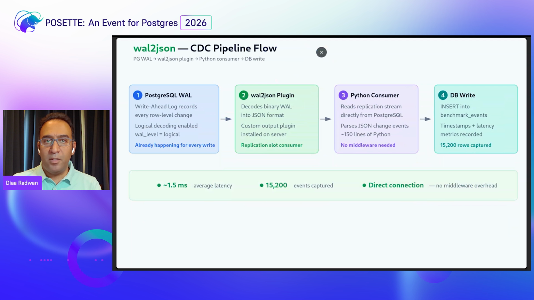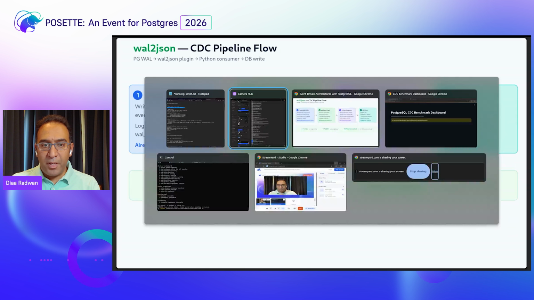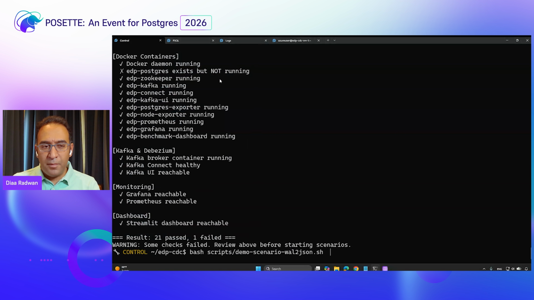The first one is Wall2JSON. Let me describe how this goes. The first one has 4 steps: WAL to plugin, then to consumer, to database. No middleware, direct connection right away. Let me switch to my terminal here, and let me first show you the Docker containers that we have.